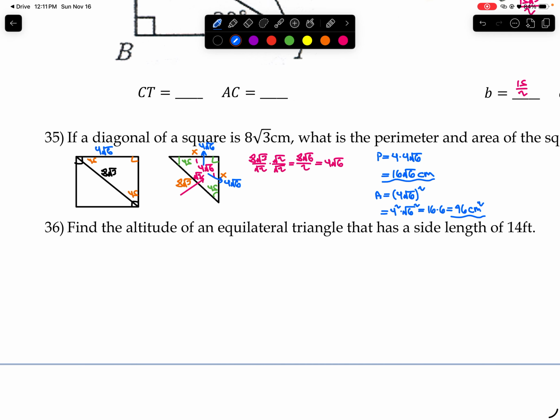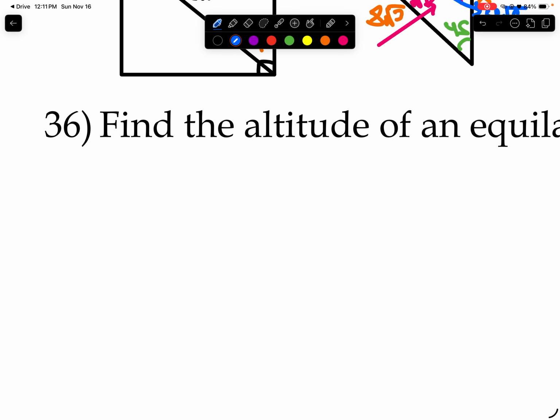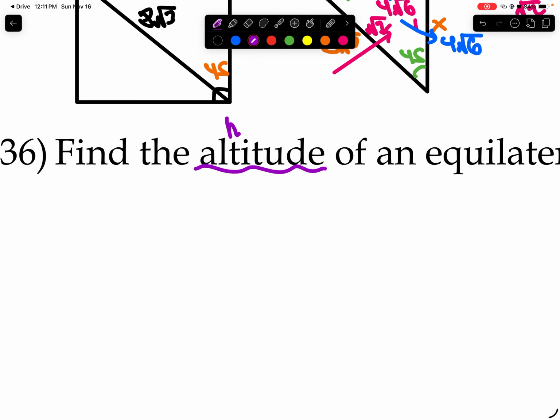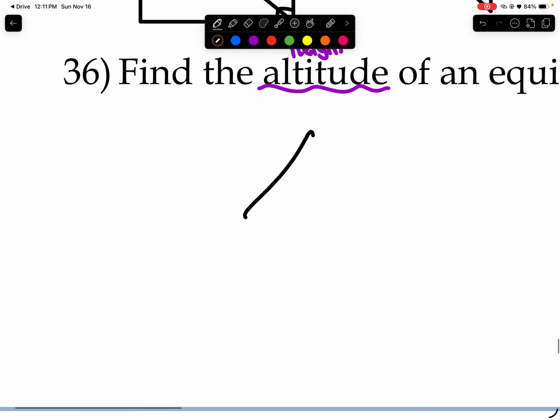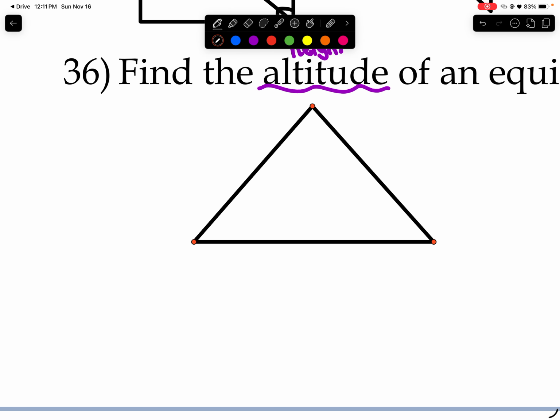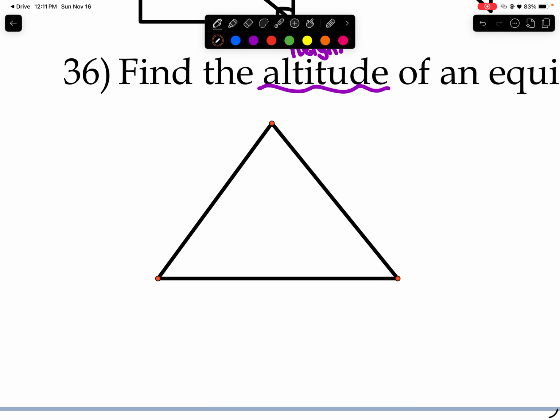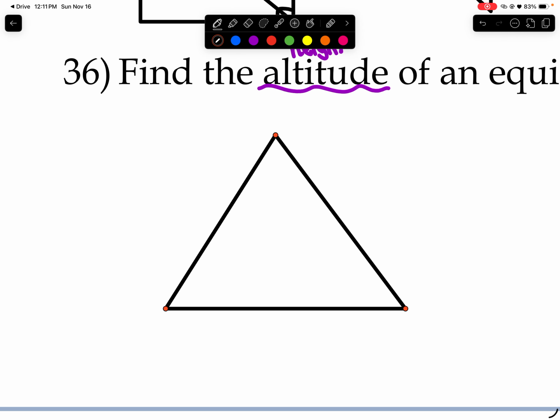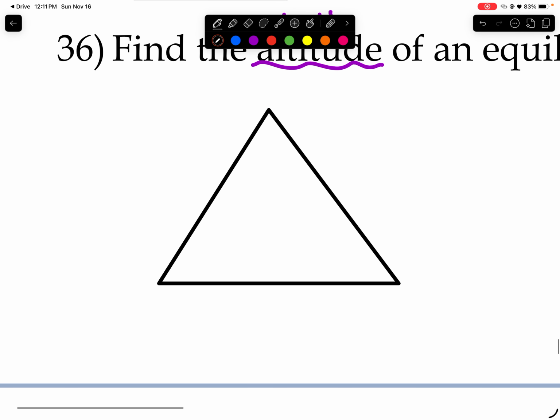All right, and then you want to find the altitude of an equilateral triangle that has a side length of 14. Now, when I say altitude, once again, kind of a throwback to your geometry days. So the altitude is looking at the height. So if I look at an equilateral triangle, we're going to pretend that this is equilateral. So equilateral would insinuate that all of these angles are going to be 60 degrees.